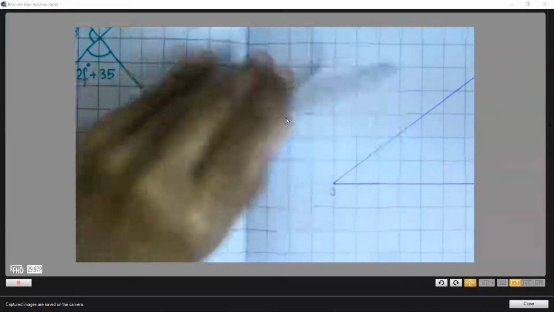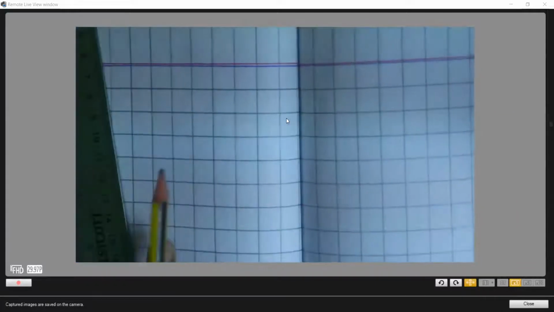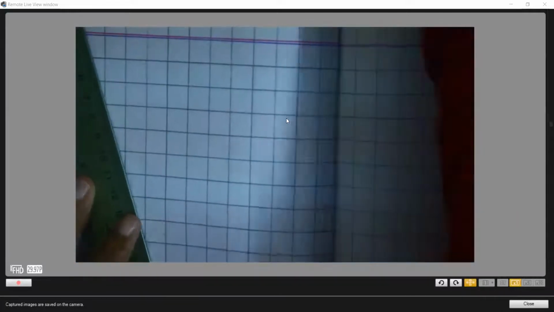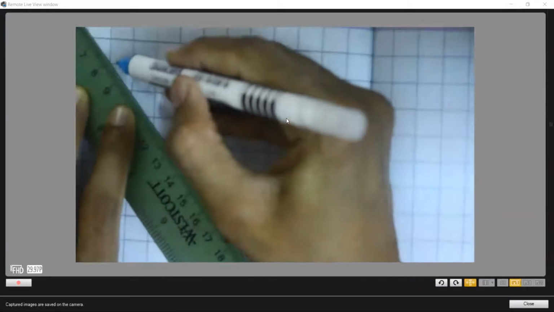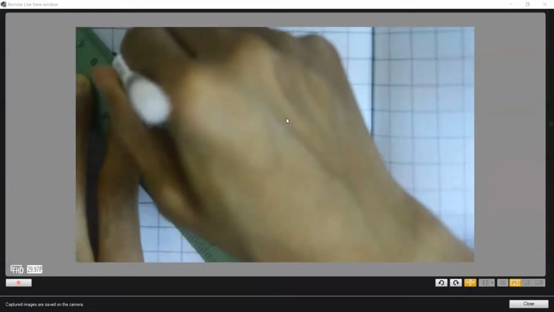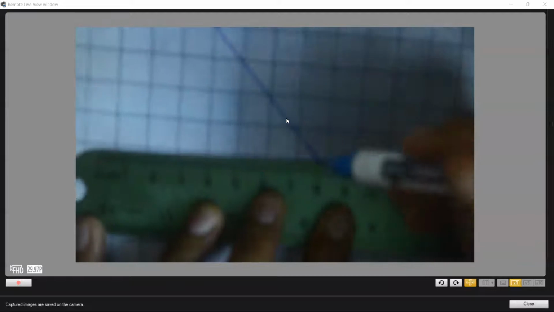Right? Let's do a few more. Let's make an obtuse angle. Okay, there are different types of angles. Can I tell? Yes, please tell. What are the different types of angles?